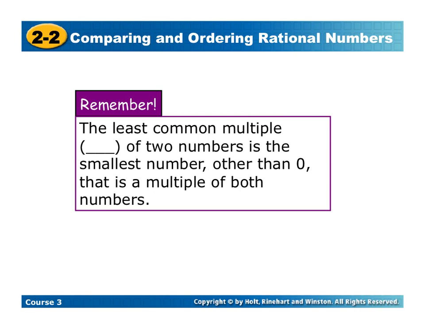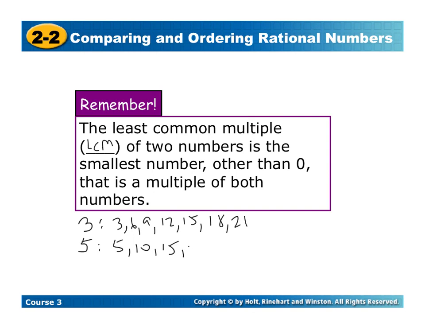Remember, the least common multiple, or the LCM, of two numbers is the smallest number other than 0 that is a multiple of both numbers. So for example, if we were to do 3 and 5, multiples of 3 would be 3, 6, 9, 12, 15, 18, 21, whereas 5 would be 5, 10, 15, 20, 25, and so on. But here, the smallest one, or the first one they have in common, would be 15.